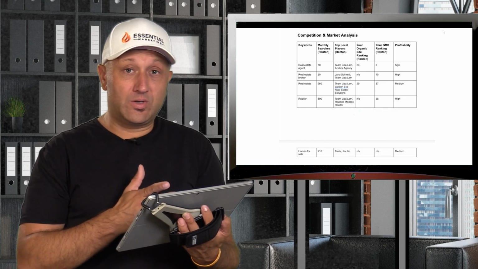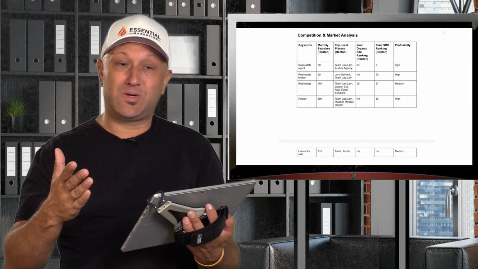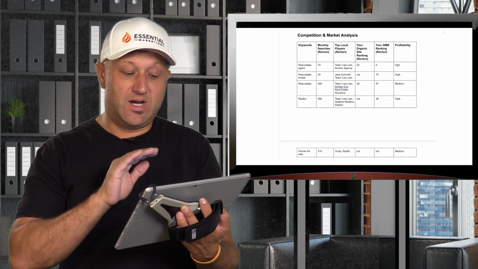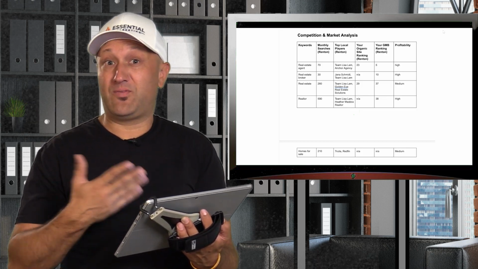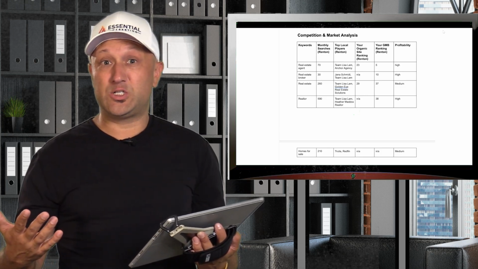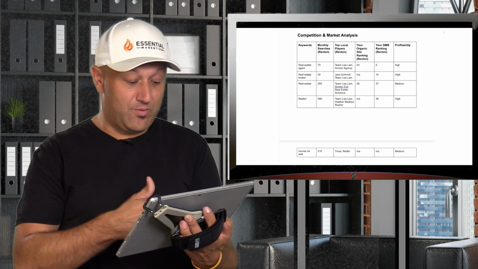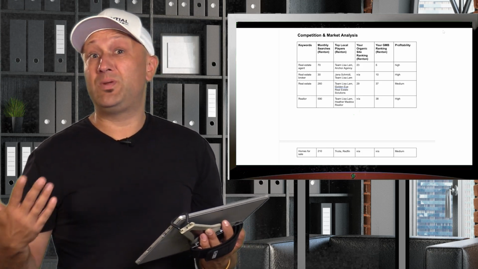And then we want to take a look at how you rank organically and how you rank with your Google My Business profile. So in this case, this customer ranks 23 organically and number 5 with their Google My Business. The profitability for real estate agent is high. In contrast, the profitability for homes for sale would be low.